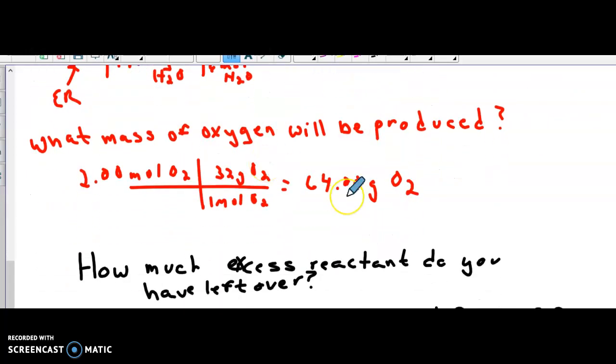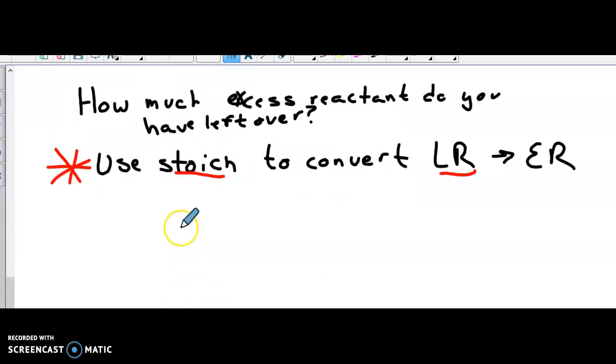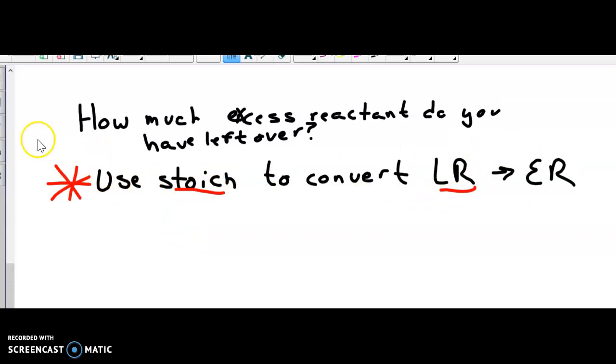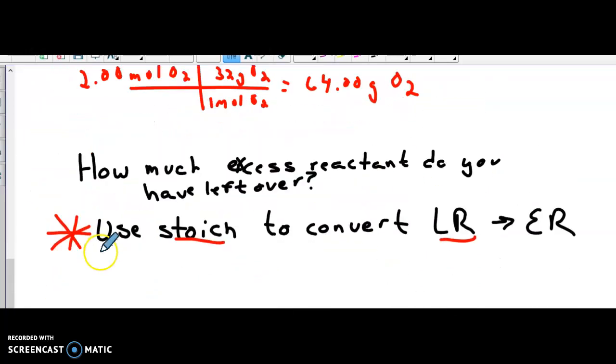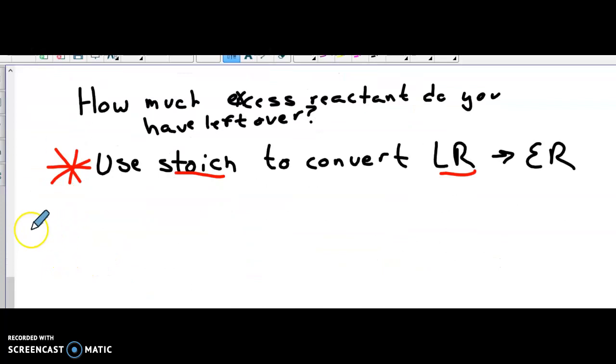Now, how much excess reactant do we have left over? That's the next question we have to answer. To find out how much excess reactant we have left over, we're going to use stoichiometry to convert our limiting reactant to our excess reactant. What we knew was our limiting reactant was CO2, and we had 88 grams of it. So that's where we're going to start. So 88 grams of CO2. And we're converting that to our excess reactant, which was H2O.